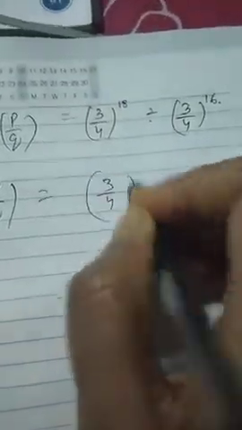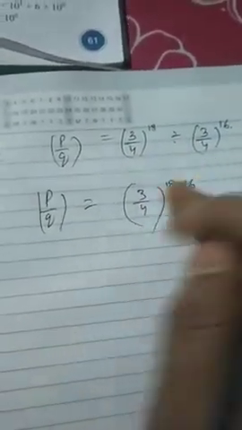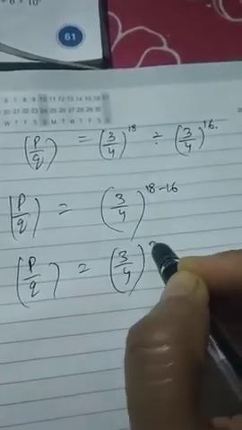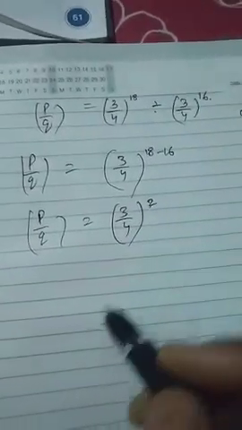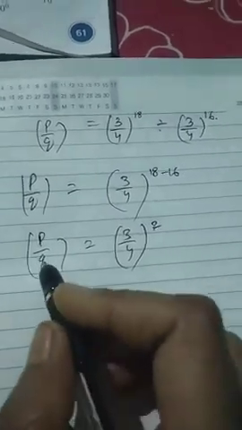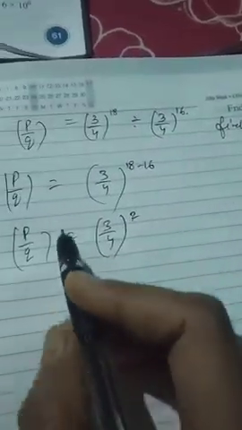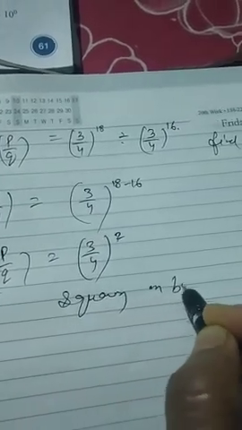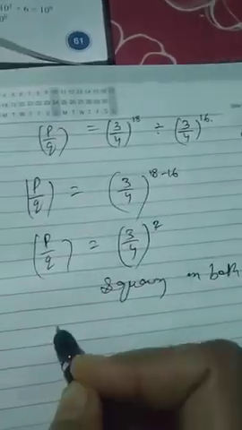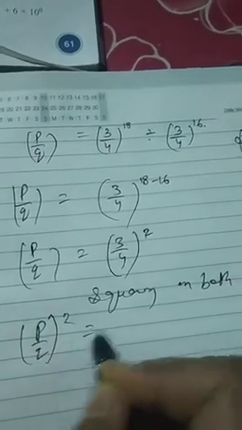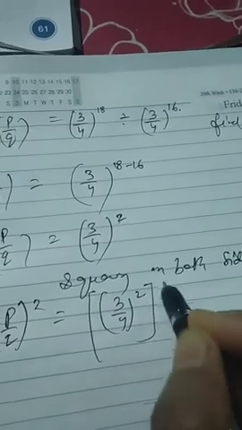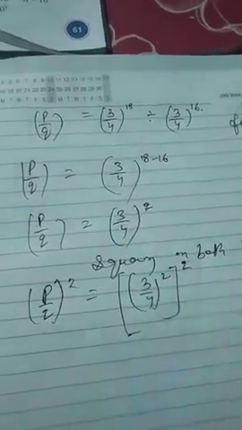3 by 4 to the power 18 minus 16, because it is in divide, so we will find out the difference. So 3 by 4 to the power 18 minus 16 will be equal to what? 2. Now we have to find out the value of P by Q whole square. Okay, so we will again do squaring on both sides. So P by Q is square, but there is already a square here, so we will give one more square, because we are squaring on both sides.